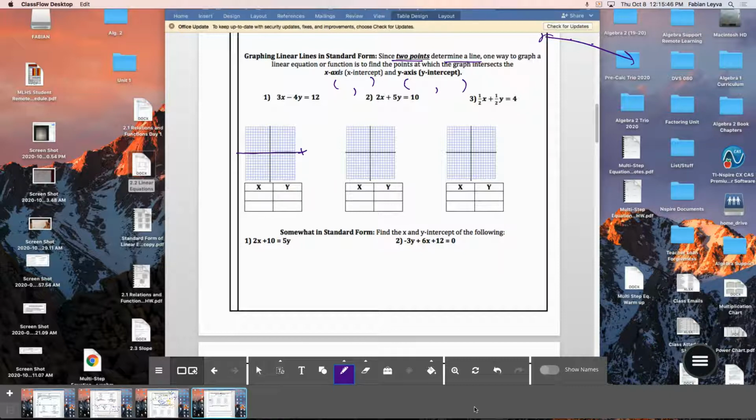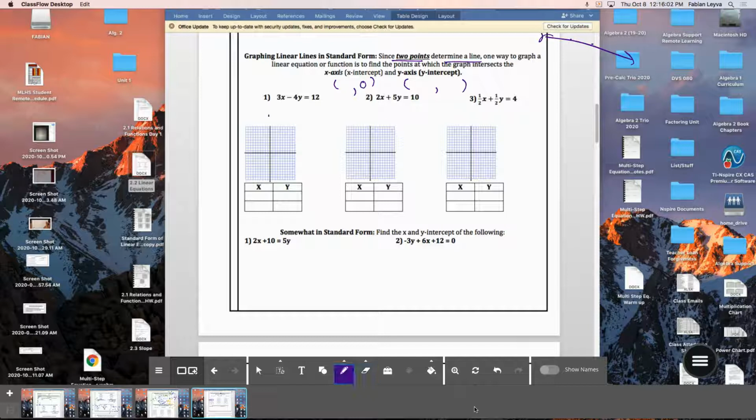What is my y always going to equal when I have a coordinate point on the line? It is always going to equal 0. So that means that I know, for instance, when I'm finding the x-intercept, my y is always going to be 0.